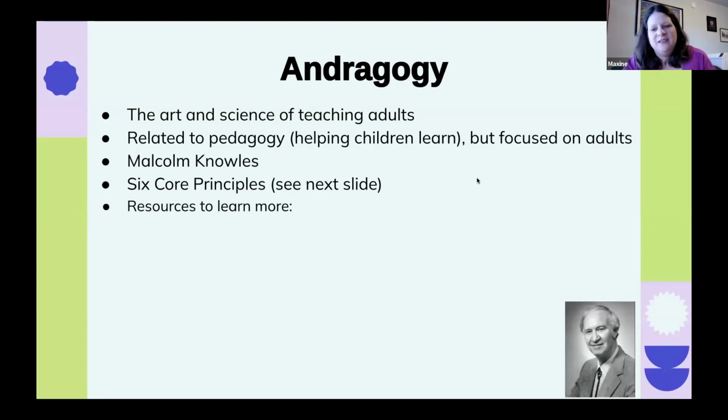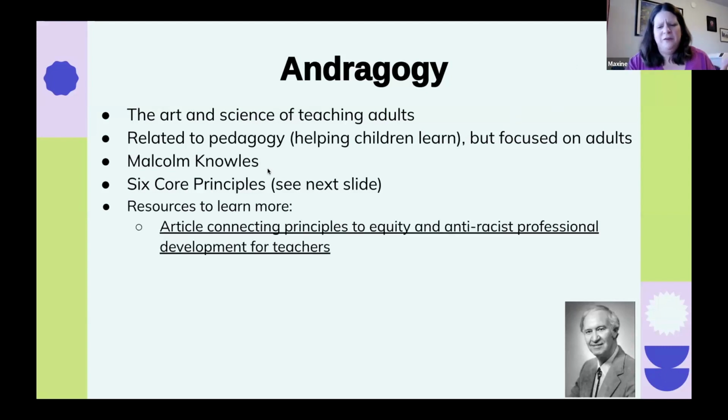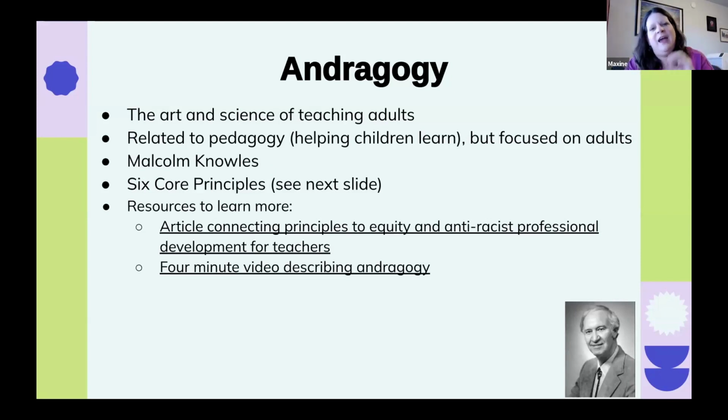And we'll be sending the slides out after today's session. And on this slide, you'll see there are several resources. So there's an article that's explicitly looking at equity-focused, anti-racist professional development for teachers using the 6 principles. It's a great article. There's also a 4-minute video just describing andragogy, as well as kind of a connection to a book, which really does a nice job of explaining Knowles's ideas.